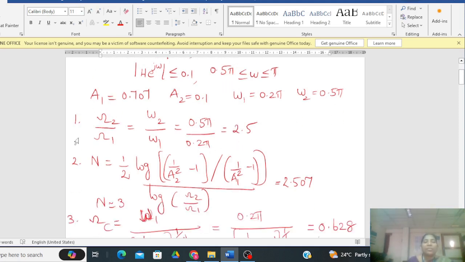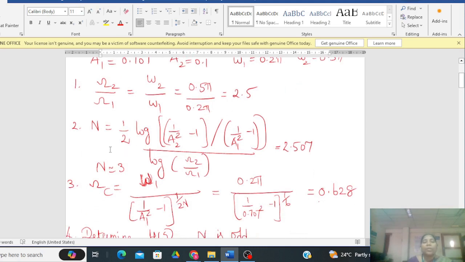The first step is we have to find out omega 2 divided by omega 1. The formula is omega 2 by omega 1 equal to this, that is the digital omega 2 by omega 1. So in this place when you substitute 0.5 pi divided by 0.2 pi, this pi and pi will get cancelled. You will be getting the answer as 2.5.